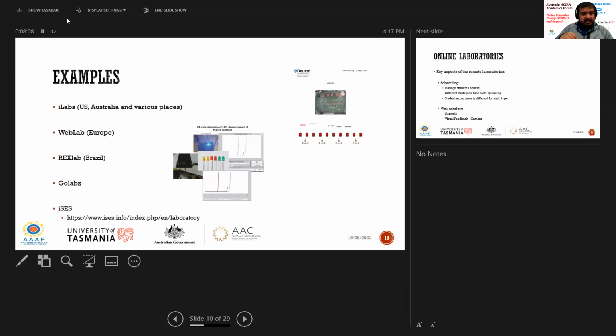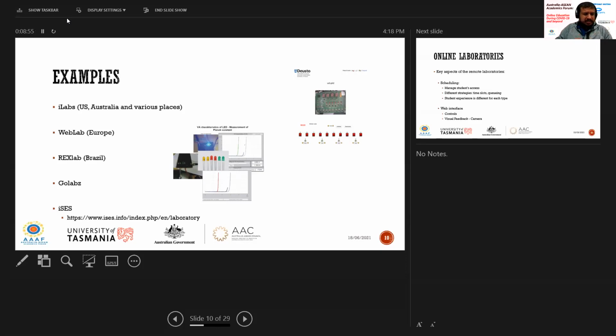Then a separate project started in Europe called WebLab, which again had the same aim of putting experiments online. And then there was another similar one, RexLab, in Brazil. Eventually, a lot of these actually overlapped. There was a federation of the remote labs started around 2015 with the Go-Lab project, which was mainly initiated in Europe. The way they designed it is that if you have an experiment, you can put it online and share the access to your experiment through this global platform, through the Go-Lab website.